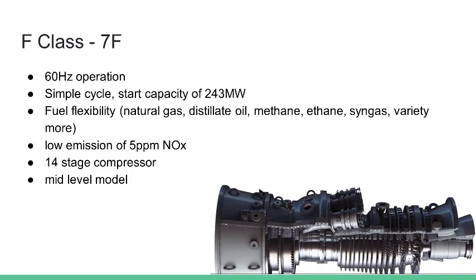Being more flexible in fuel than the 6F model, it's able to take in more variants of fuel, giving more options in cost as well as availability. It also runs a 14-stage compressor that features a new spec known as 3D aerodynamic airfoils. This all helps with its production life, as well as its efficiency.